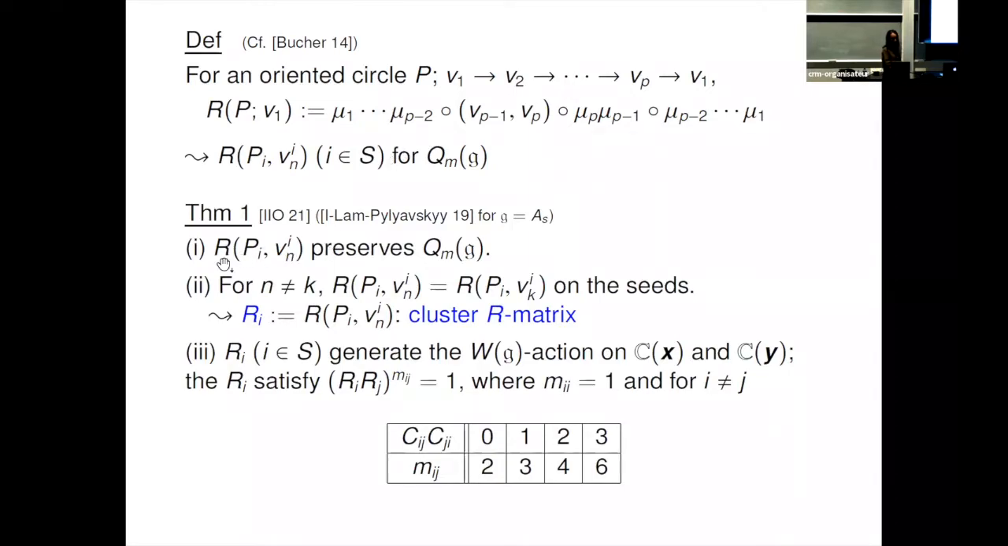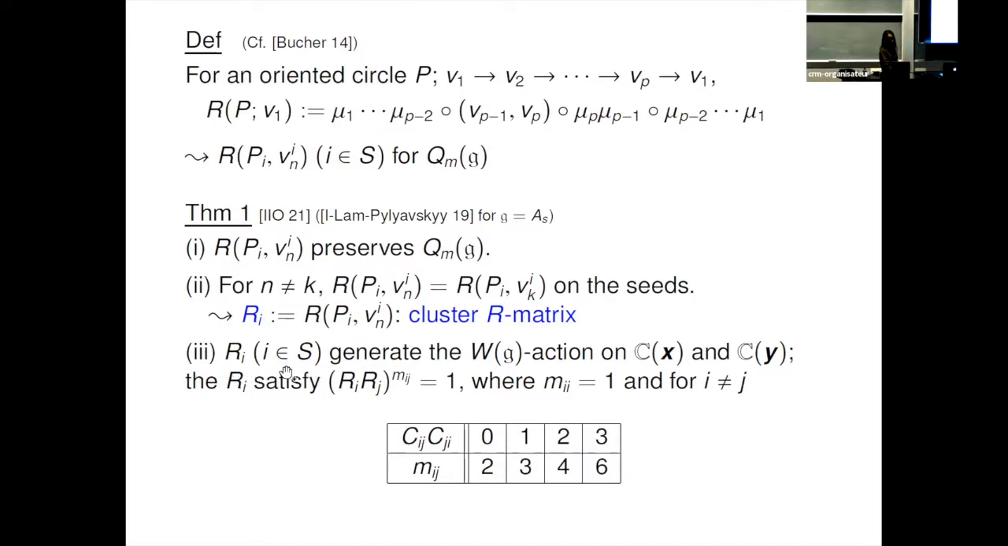So first, each mutation sequence R preserves the quiver. And next, actually, this mutation sequence doesn't depend on the starting point on a given circle p_i. Namely, for different starting points, this sequence acts on the seed in the same way, so it doesn't depend on the starting point. So we write R_i for this sequence of mutations, and we call it a cluster R matrix. The reason we call this the cluster R matrix appears in the third claim.